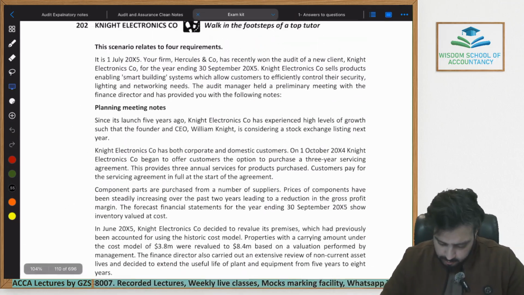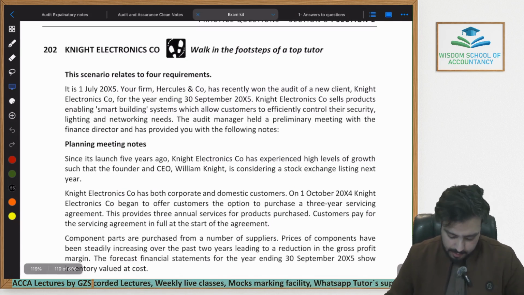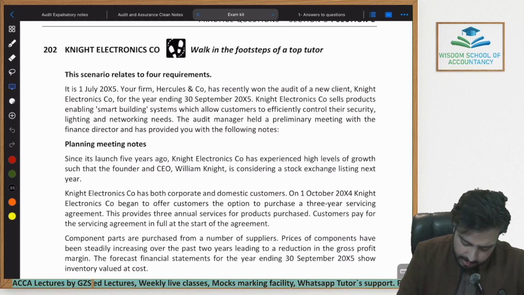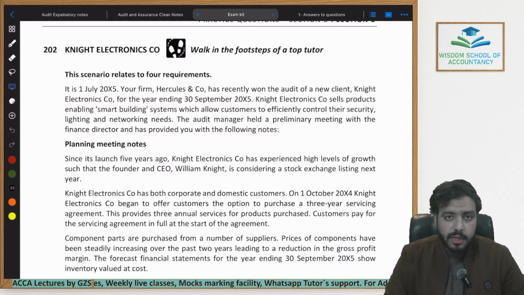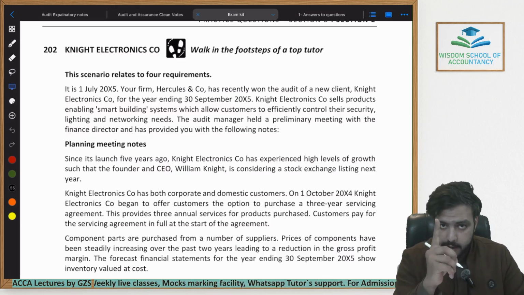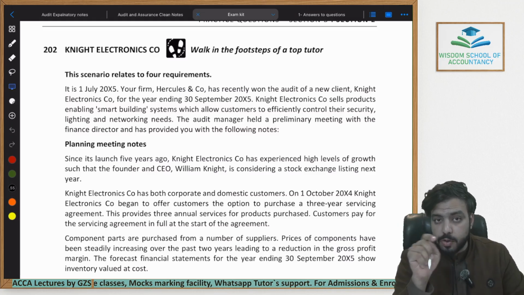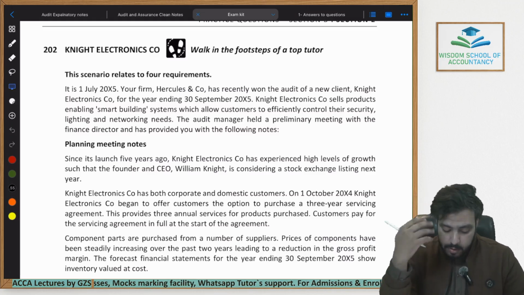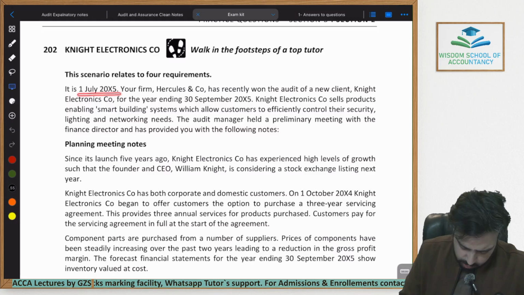Let's read the scenario. Let's read the question and try to identify the risky areas within the financial statements. So the first thing, the name of the question is Electronics Corporation. I told you in the previous lecture as well that you should always try to understand what today's date is and what the year end of the company is, because there may be a lot of risks associated with them. You need to understand that. So the date is 1st of July 2015.